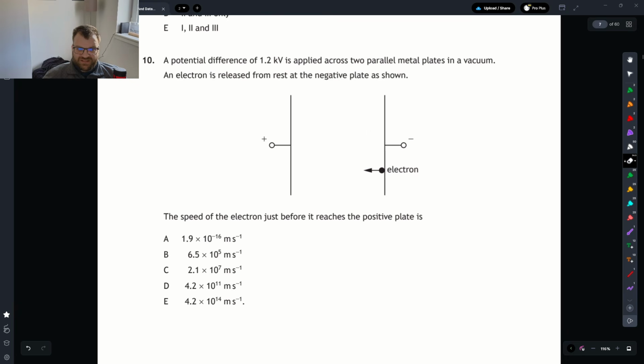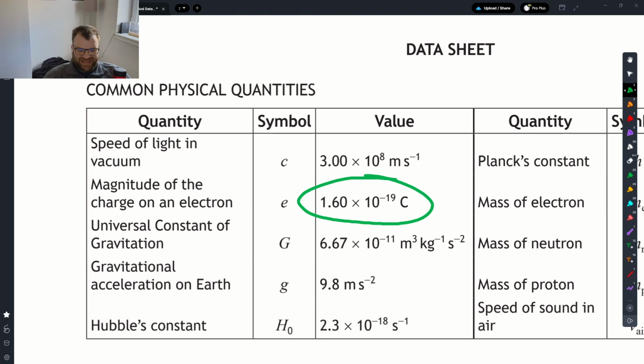For number 10, we are told the potential difference, and we're asked about the speed of an electron. We can, first of all, work out the work done, W equals QV, so that we then need the charge of an electron, which we can get on a data sheet.